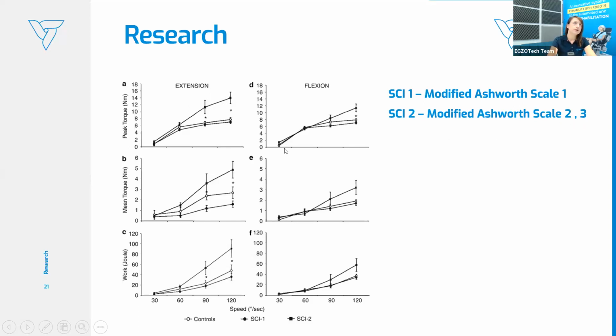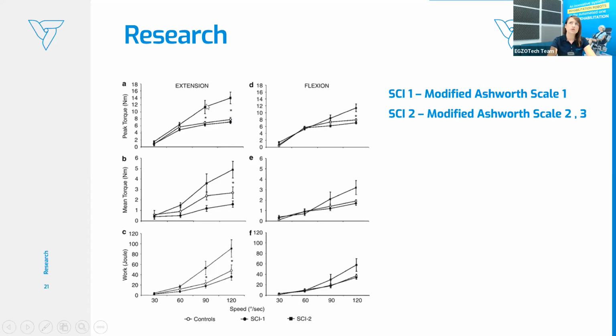So if you ask about some reference data, you can also look at the controls, where they were healthy controls. You can see that for some speeds, even with the healthy patients, there is some peak torque being seen. But this is only up to 6, 8 Newton meters. It might even be considered normal values.